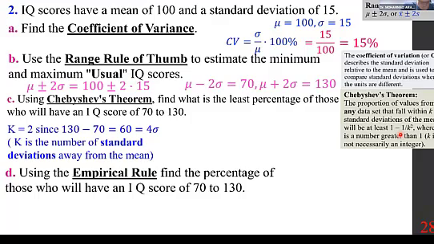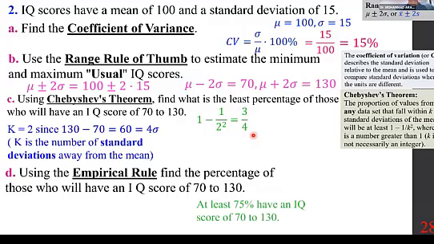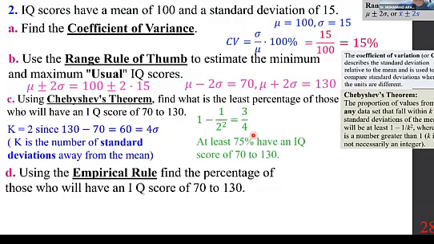I mentioned why in the previous part, we know that k is 2. Therefore, 1 minus 1 over 2 squared. 1 over 2 squared is 1/4. 1 minus 1/4 is 3/4. So at least 3/4 or 75% have an IQ between the two numbers.